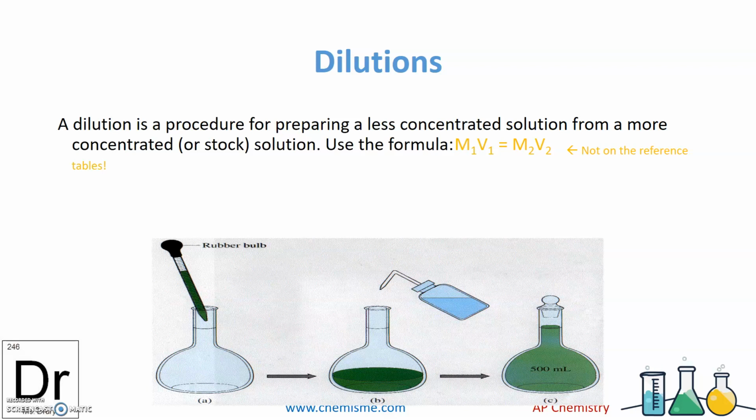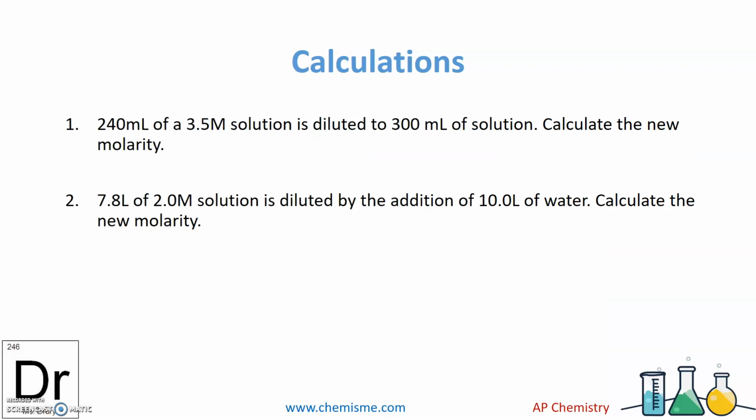So this is just a way of making the math a little bit quicker. Here's an example. 240 milliliters of a 3.5 concentrated solution is diluted to 300 milliliters. So we added 60 milliliters of water to dilute it. We want to know what the new molarity is. So it's definitely going to go down from 3.5.